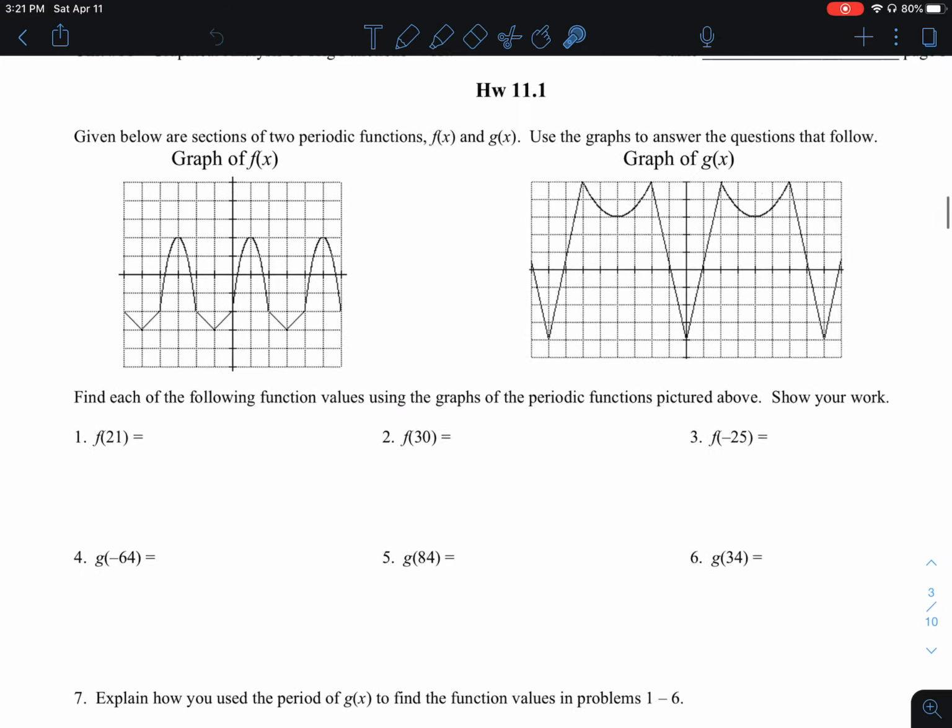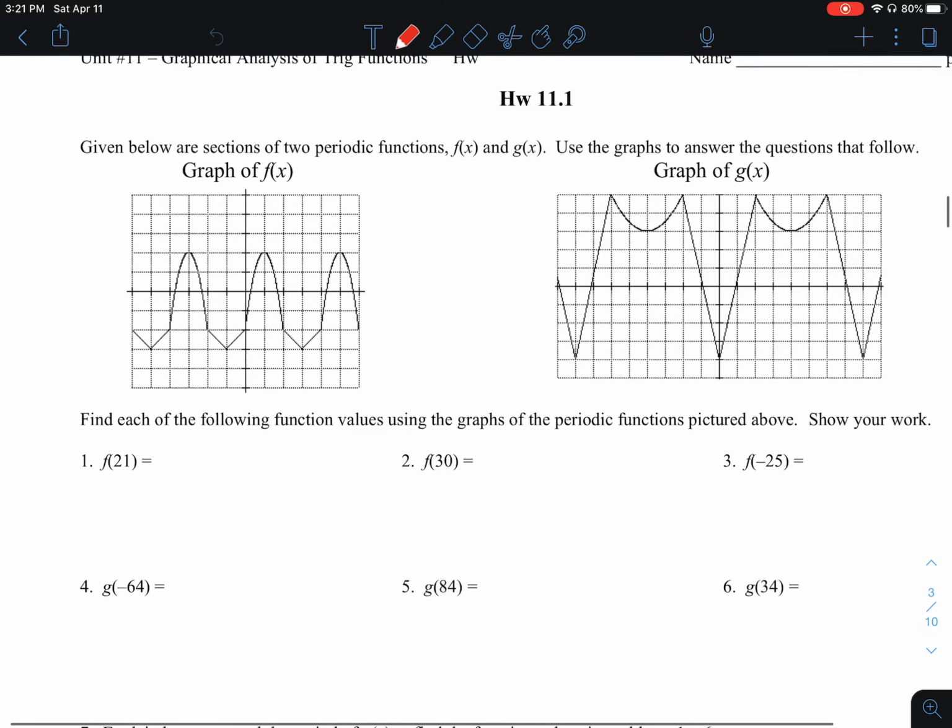Show your work. In order to predict these things, we have to know what the period length is, first of all. So I'm going to trace over one cycle of this graph. And if I took that cycle and repeated it, I would get this graph infinitely. This period length is going from 0, 1, 2, 3, 4. So the period for this is 4.